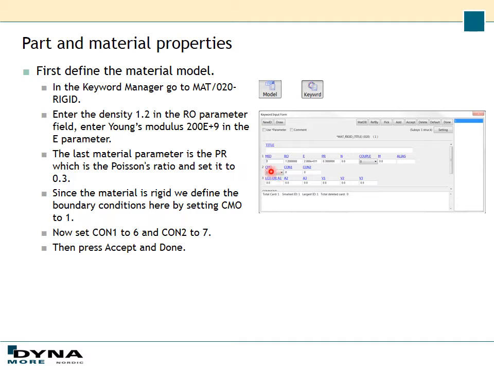and change the CMO parameter to 1, which means that we will constrain the body here since it's a rigid body, and then enter 6 in con 1 and 7 in con 2. This means that all displacements are constrained except the vertical displacements. And then press accept and done.